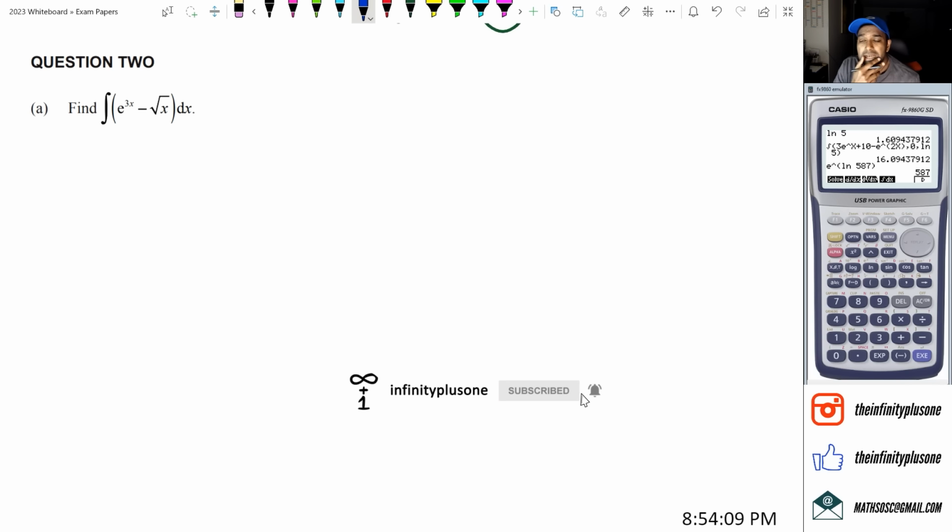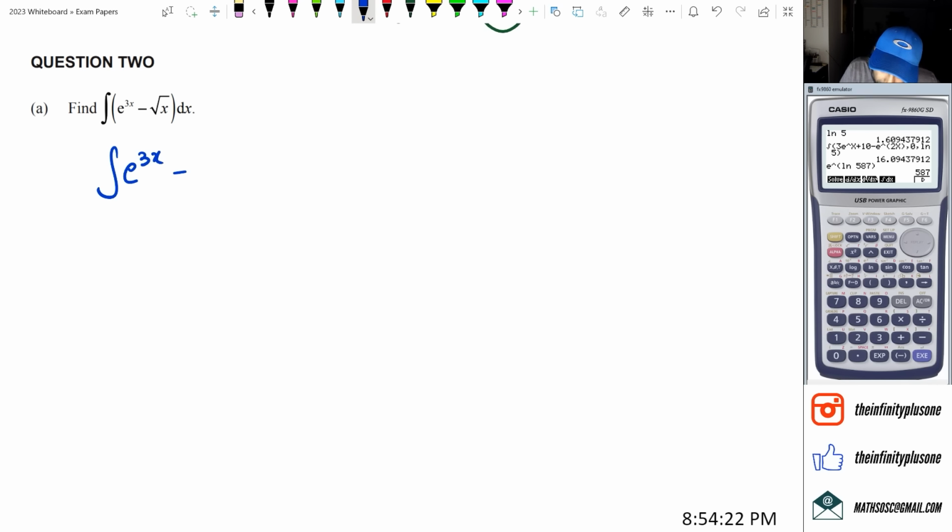So with question 2a, we know this is going to be a nice and easy Achieved question. But before we start, we want to make sure that we get rid of that square root symbol. So we want to replace that with x to the power of half. And then once we do that, the next part is integrating it.